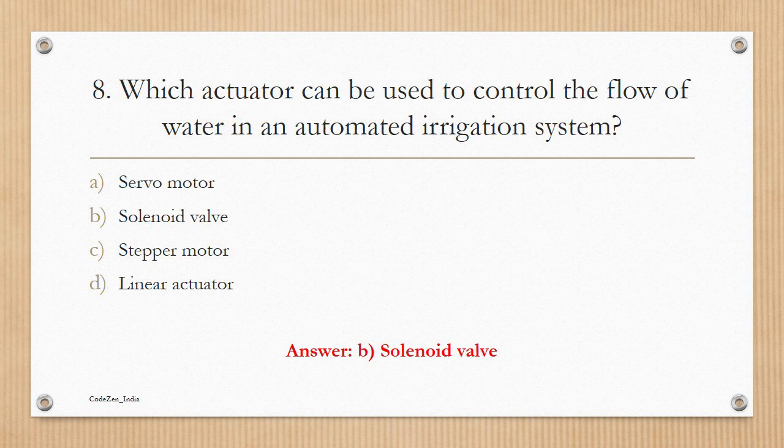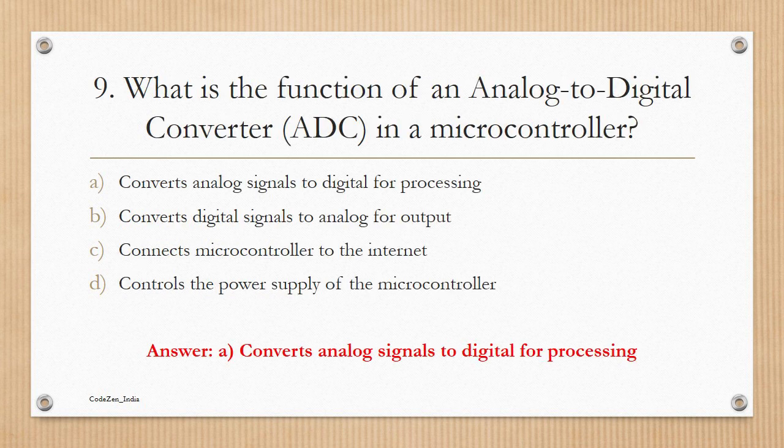8. Which actuator can be used to control the flow of water in an automated irrigation system? A. Servo motor. B. Solenoid valve. C. Stepper motor. D. Linear actuator. Answer: B. Solenoid valve.